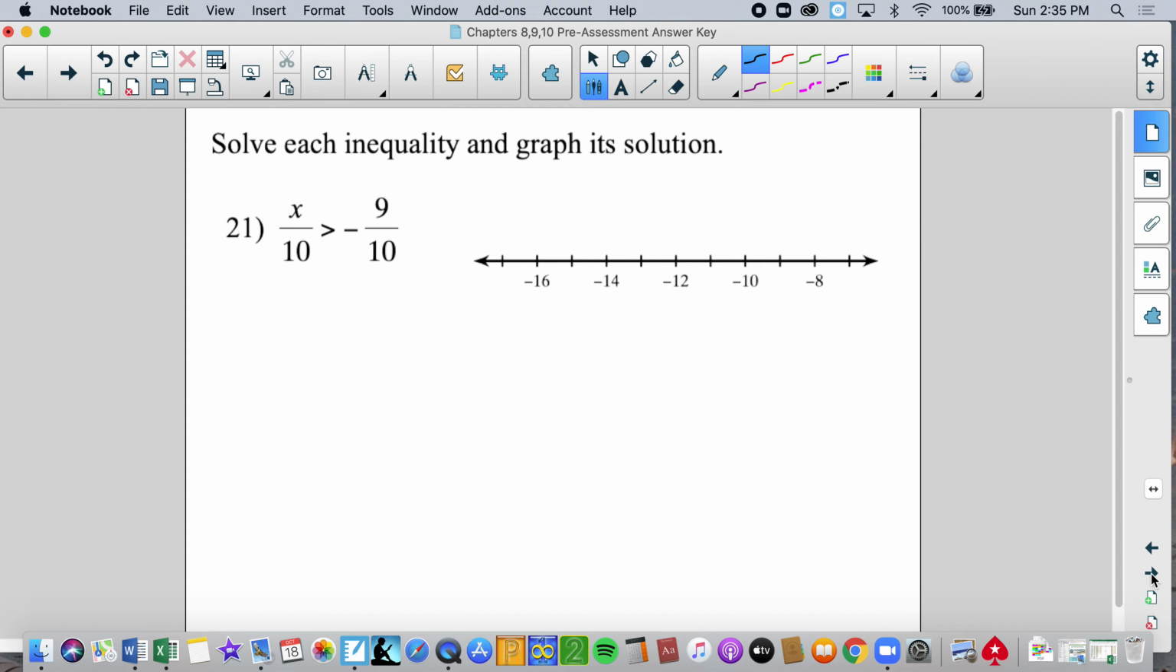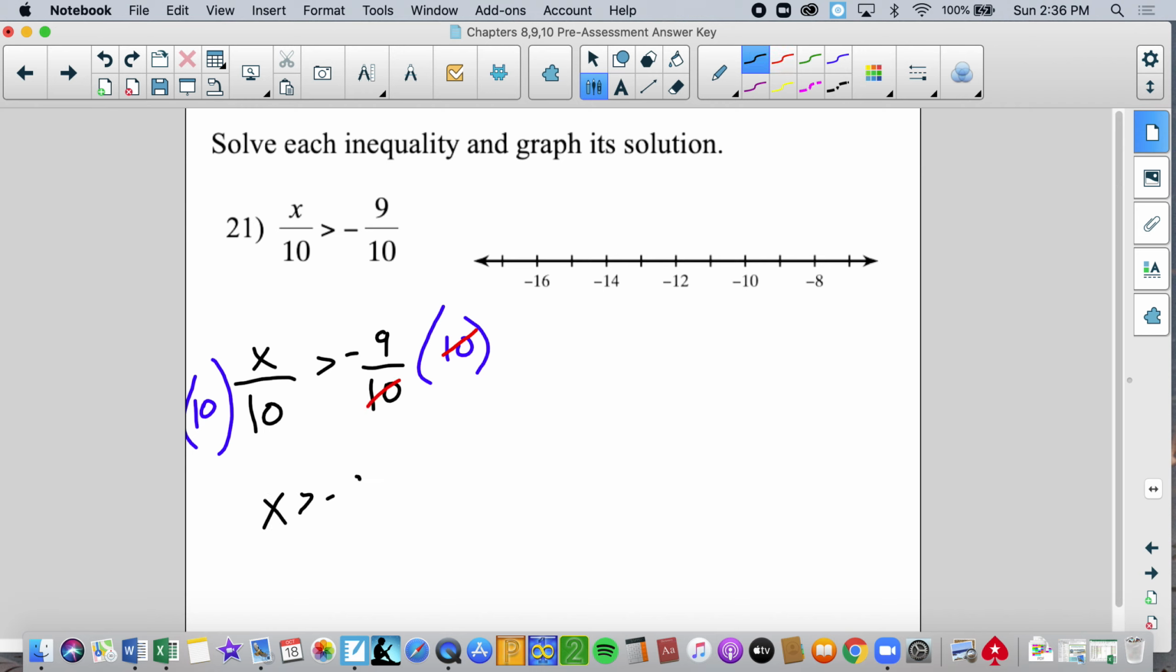Oh, this is a good tricky one. This is x over 10 is greater than -9/10. What's happening to the variable? 10 is dividing it, so I have to multiply by, or the inverse of dividing by 10 is multiplying by 10. The 10 is in the numerator, so that will cancel with the 10 in the denominator. And that leaves me with x is greater than -9.